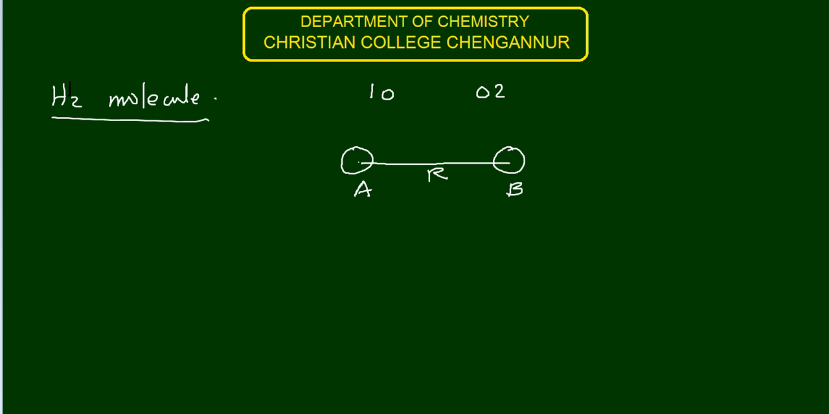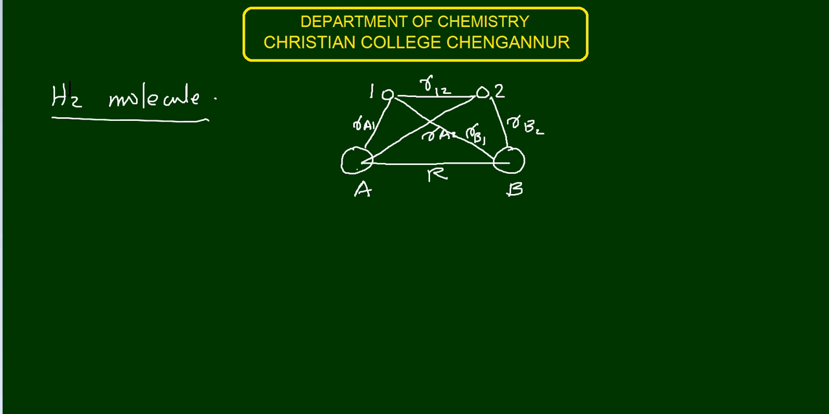Okay, and the distance from the nucleus A to electron 1 is RA1, and the distance from nucleus B to electron 2 is RB2, and the distance from the nucleus A to electron 2 is RA2, and the distance from electron 1 to nucleus B is RB1, and the distance between electron 1 and electron 2 is R12. Okay, this is how we have defined the system.